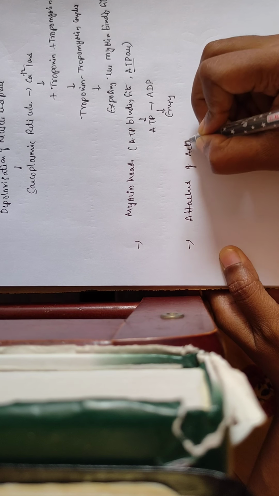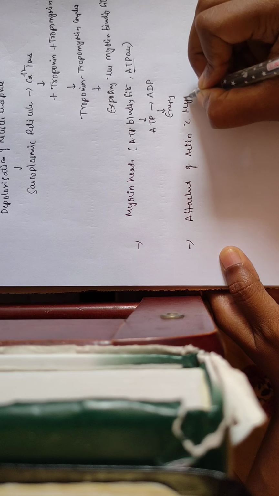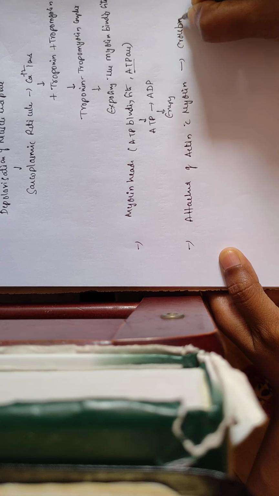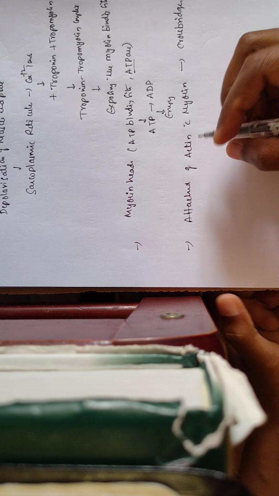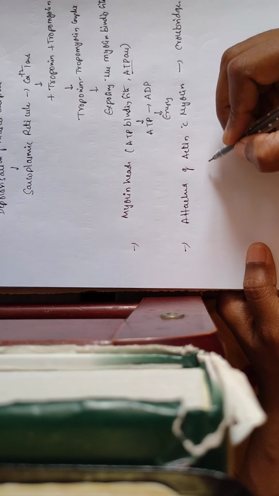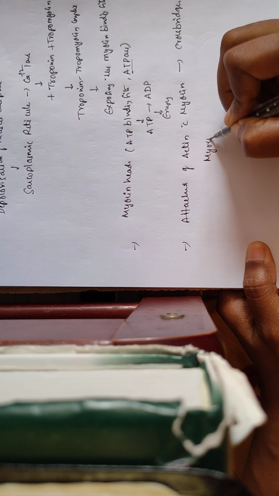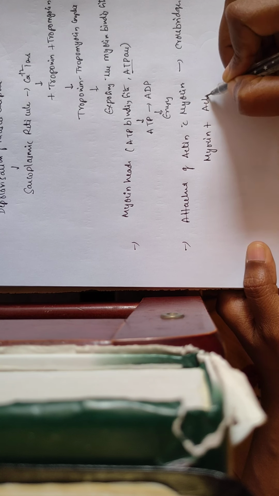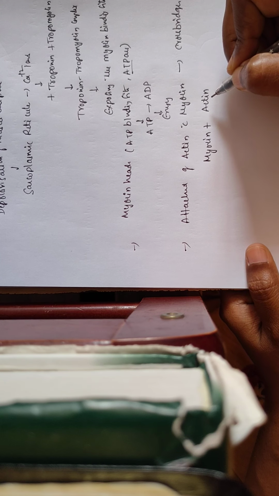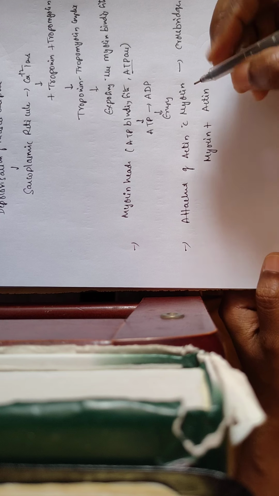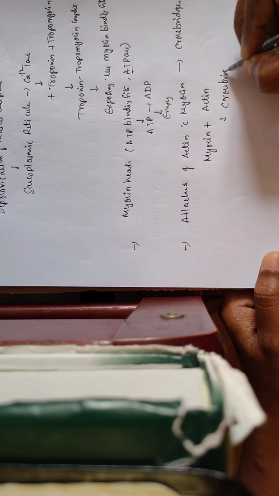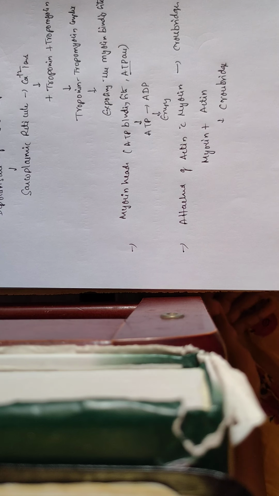attachment of actin with myosin and formation of cross bridges. Clear? See, what is this cross bridge? Once, with the help of this energy, the myosin immediately combines with the actin. Why? Because actin has the myosin binding sites. This combination you will call a cross bridge.